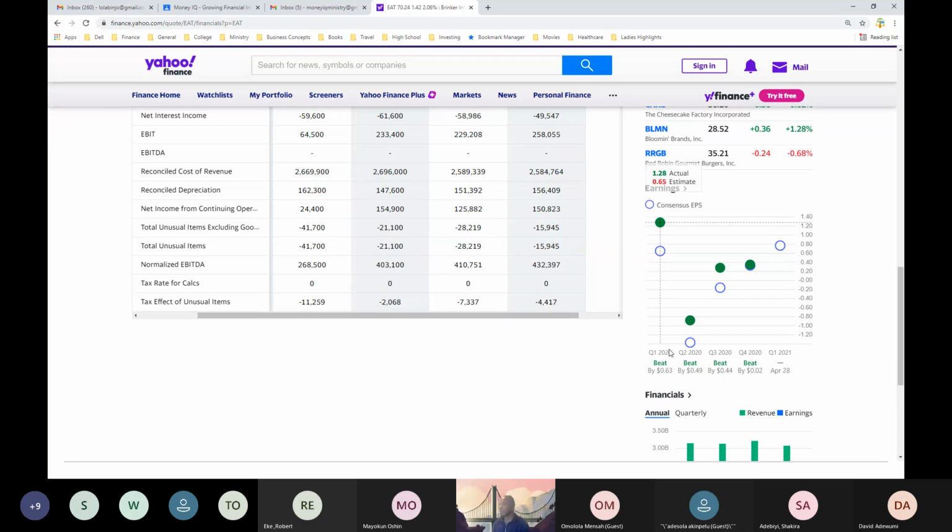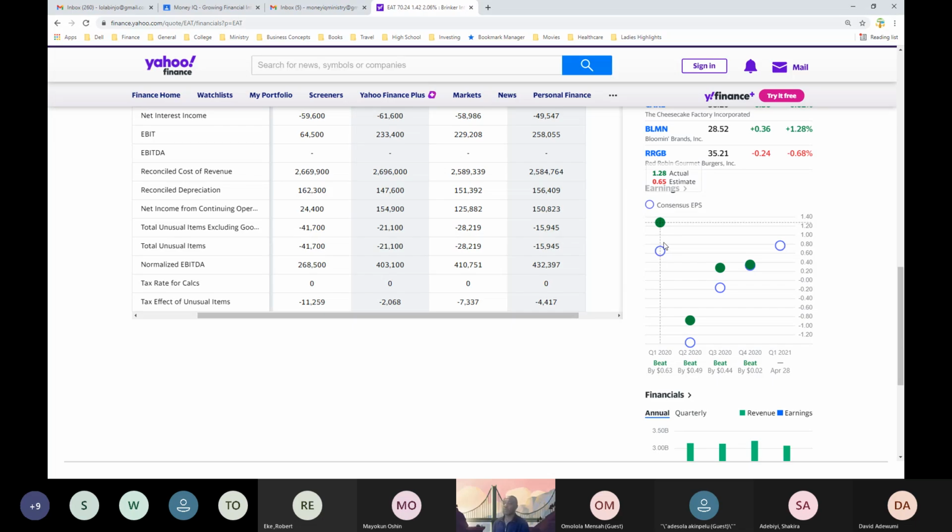That was the estimate for Q1 2020. But Brinker Inc., Chili's, made much more money. They made $1.28, whereas they were expected to make 65 cents. When that happened, the company is said to have beat the earnings estimate by the analyst.